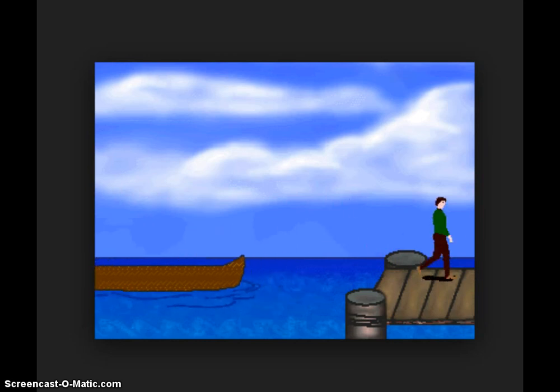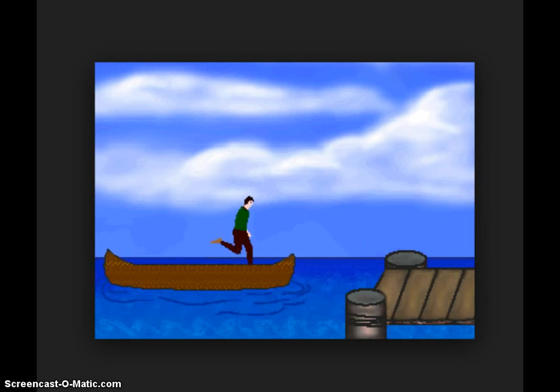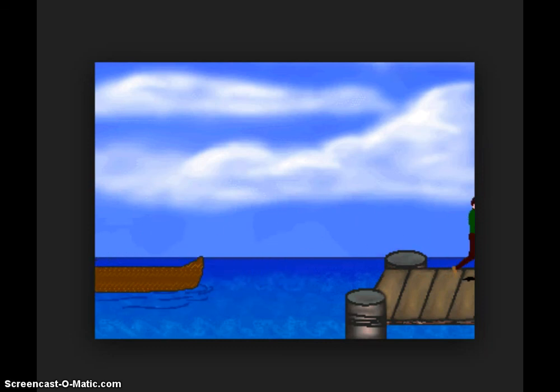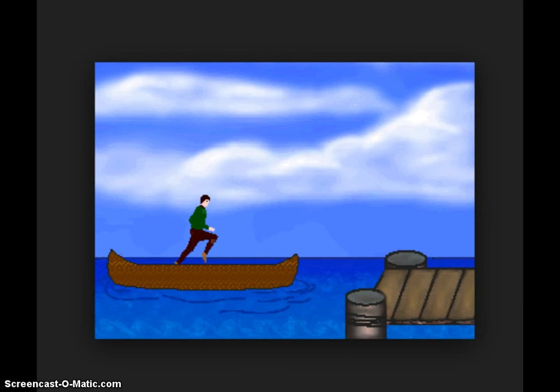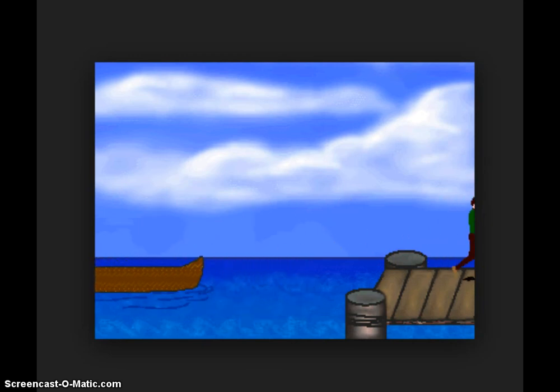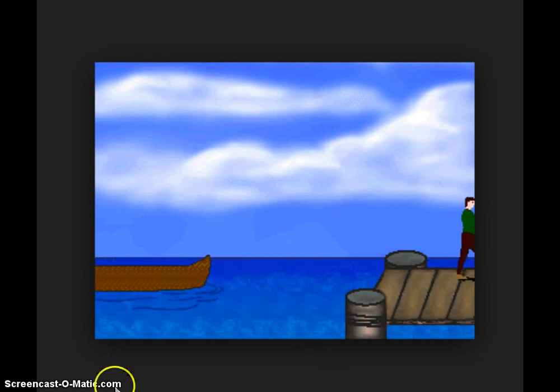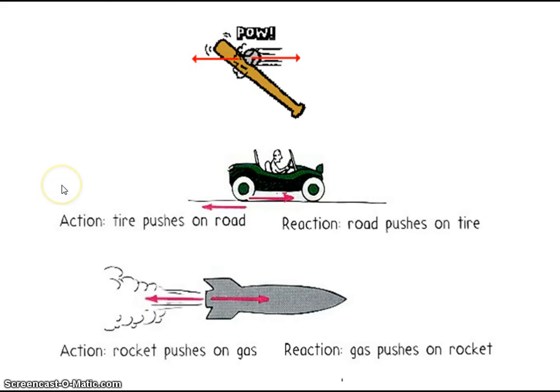Now imagine if that was a really big boat, like a cruise ship or something. He could easily run and jump off of it. He's still pushing on it, and it's pushing back, but it's going to accelerate less because it has more mass. So when we're looking at this, we want to think about not only the amount of force, or push and pull, involved, but the mass of the two objects that are interacting. Let's take a look at some other examples and make sure you have these in your notes.